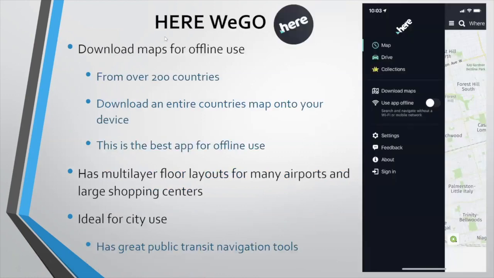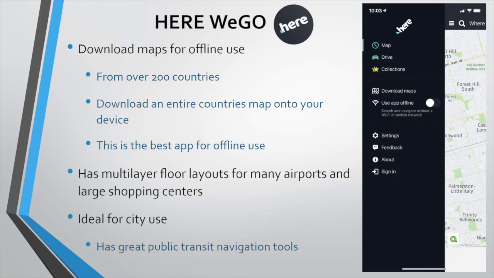So the next one we'll look at here is called Here We Go. This one is really useful if you need offline maps. So say, for example, you don't have a whole lot of data, or you know you're going to be in a position, maybe you're traveling abroad, and you're not going to have data on your trip. Here We Go is really useful for that. You can download maps for offline use.